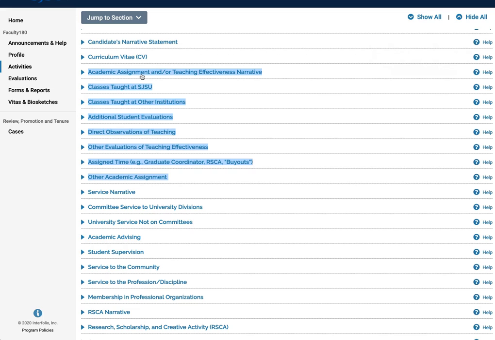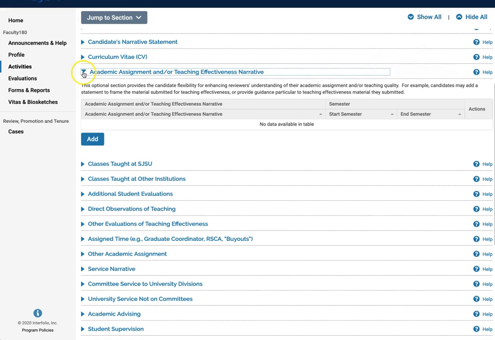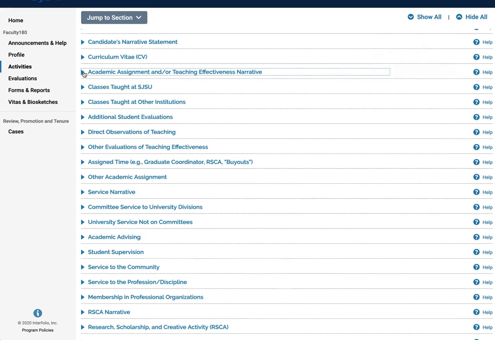When I was writing my dossier narrative, I didn't talk about the complexity of my academic assignment. What I focused on largely was my teaching. In fact, I didn't write this narrative at all. I left it blank. And if I had it to do over again, I think what I would do is take advantage of the fact that you're allowed to write that, in large part because that's a chance for you to say what your academic assignment was, and how people throughout the university should understand it.